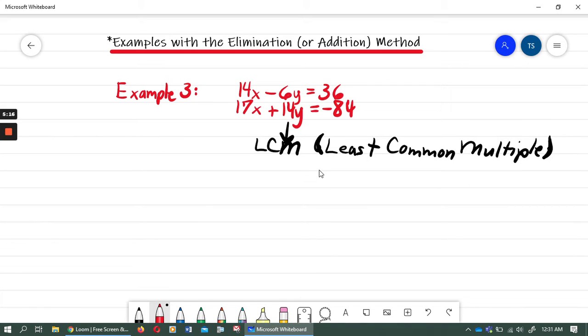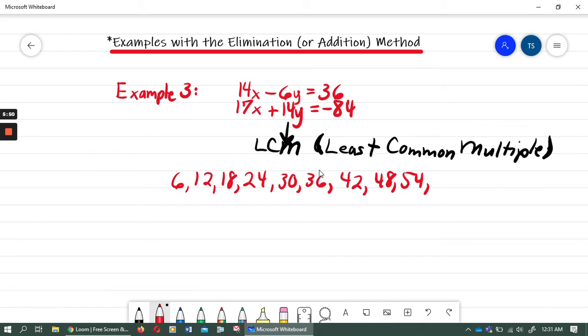So let me remind you about what least common multiples are. For instance, if we were doing multiples of 6, we've got 6, 12, 18, 24. These are multiples of 6. In other words, if you're counting by 6: 6, 12, 18, 24, 30, 36, 42, 48, 54. I'm going to stop at 60 for now. Those are some multiples of 6.